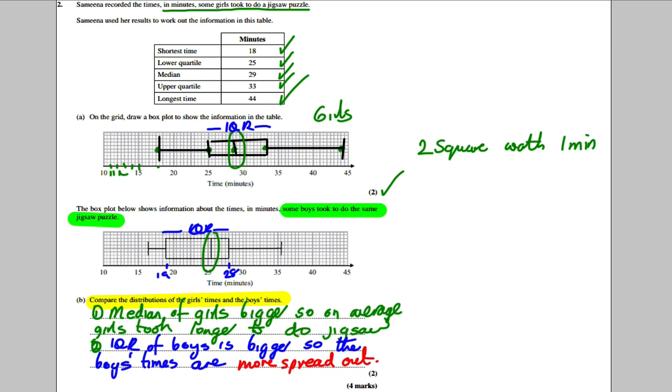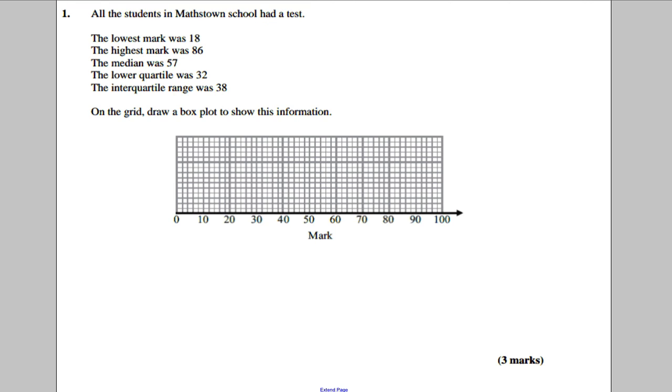Let's try the next question. So here we go. You can pause the video and work through it if you're not on the worksheets, but they're on the website. I prefer that. I'll go through in 5 seconds.